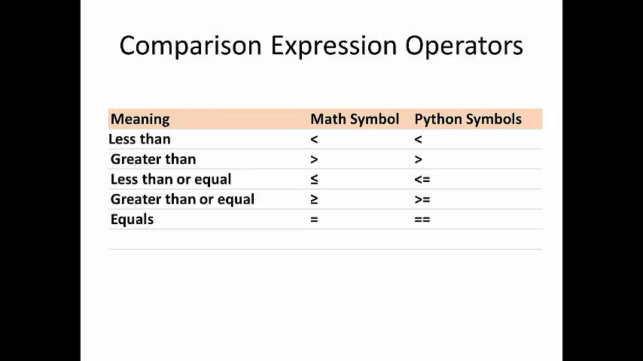Equals is the equal sign twice. Not equal to is an exclamation point followed by an equal sign. All double symbols are used without spaces between them.